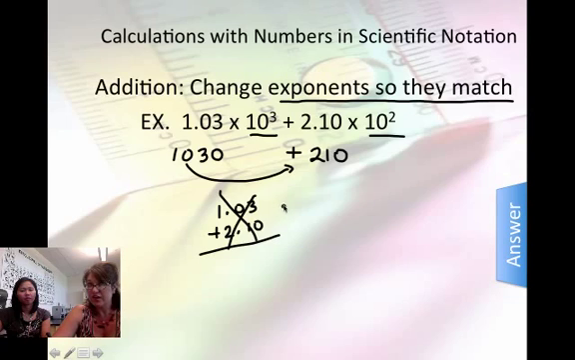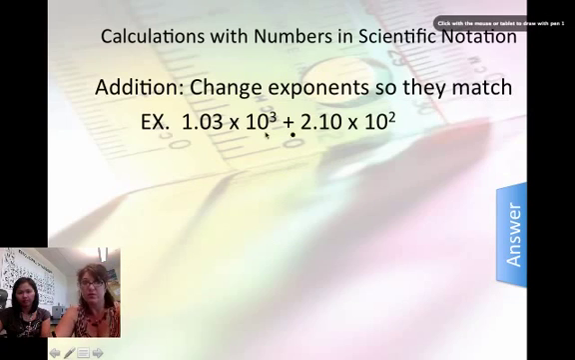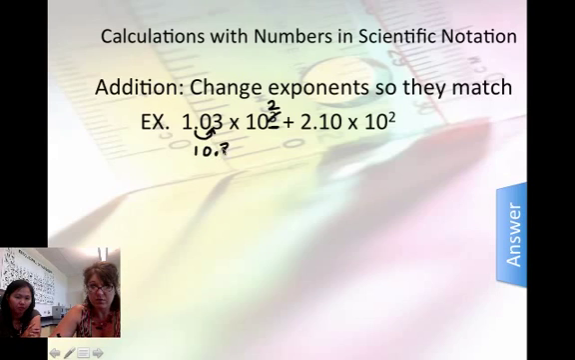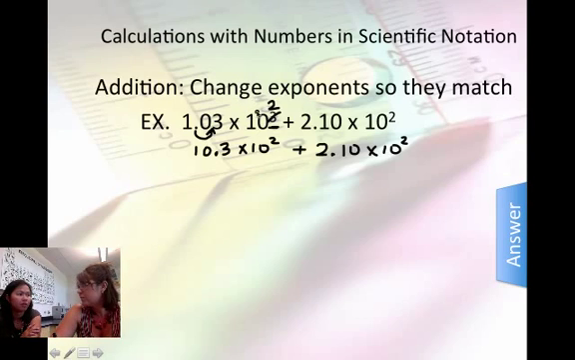We need to change the exponents so they match. Here's how we do that. We take our larger one and make it smaller. We're going to reduce it. How do we move our decimal to make it smaller? Right reduces, so move it over one time so we change the 3 to a 2. Then we get 10.3 times 10 to the second plus 2.10 times 10 to the second. Now the exponents are the same. I could have moved the other one instead and made it larger, but I just always pick the biggest one and make it smaller. It just seems easier.